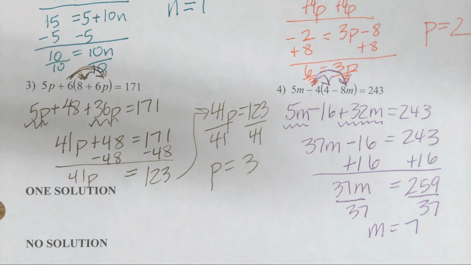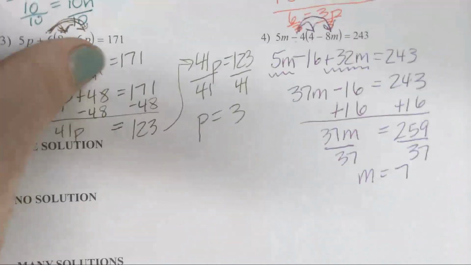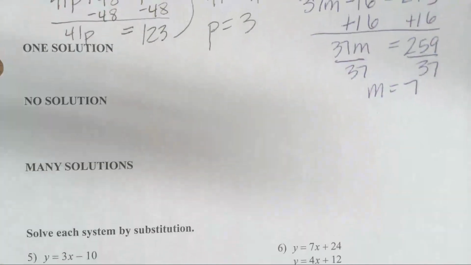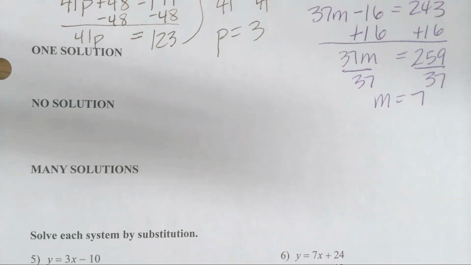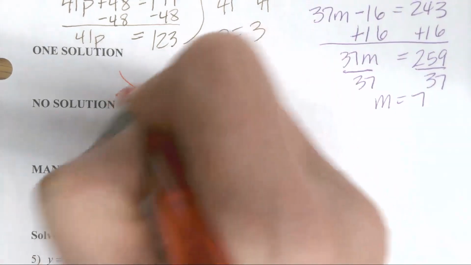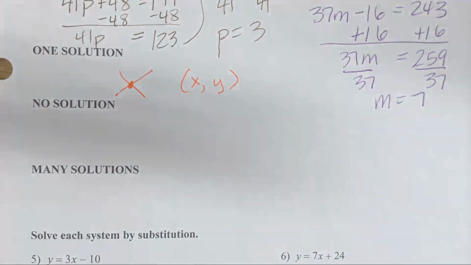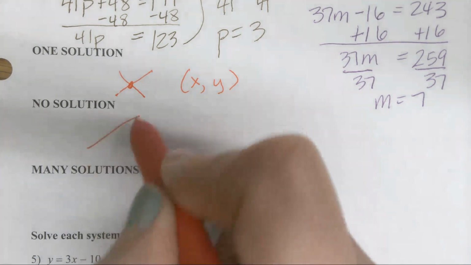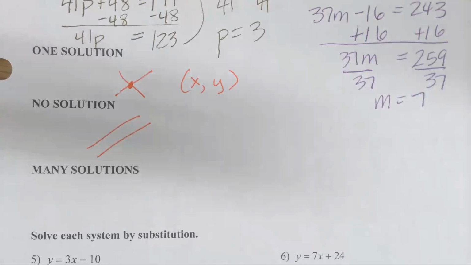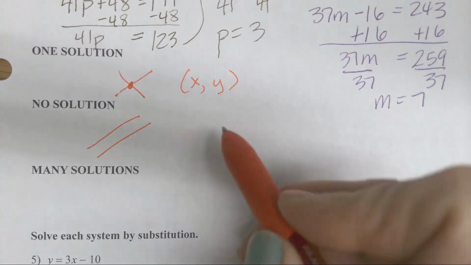All right. Then, let's review yesterday. What did one solution look like when we were done? It was like, yeah, intersecting lines, right? And we had an x value and a y value. Ring a bell? What did no solution look like? Parallel lines.